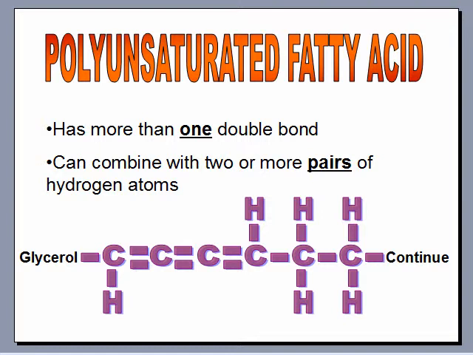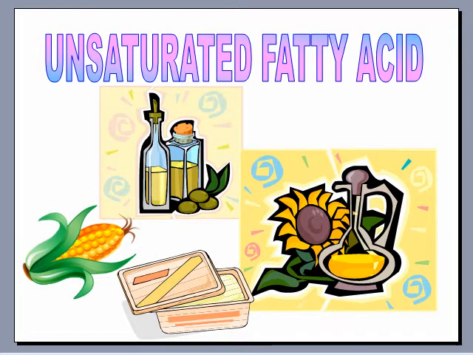Polyunsaturated fatty acids, as the name mentioned, poly means many. Right? It has more than 1 double bond, that means more than one point of unsaturation. It can combine with 2 or more pairs of hydrogen atoms. So if you compare amongst the 3, saturated fatty acids are the most stable, followed by monounsaturated fatty acids, and the least stable would be polyunsaturated. Unsaturated fatty acids can be found in plant products, for example, olive oil, corn oil, sunflower oil, margarine, fish oil.